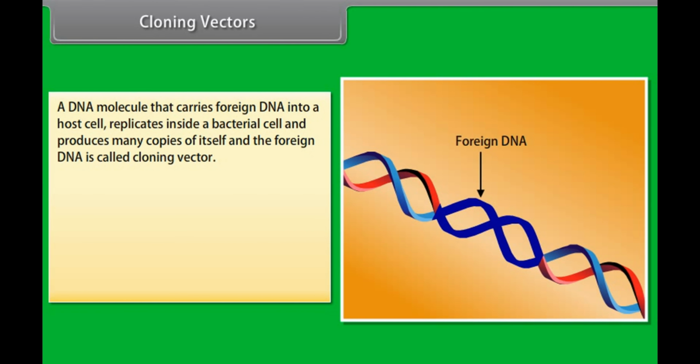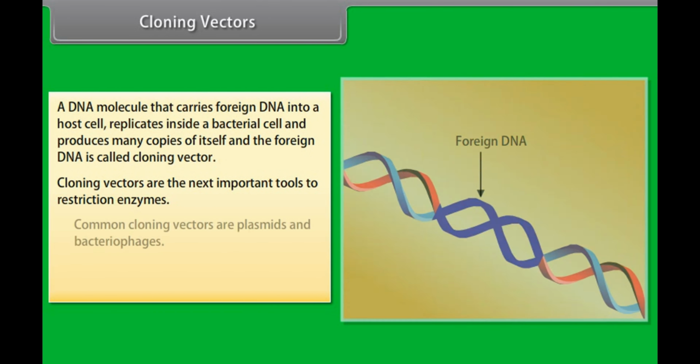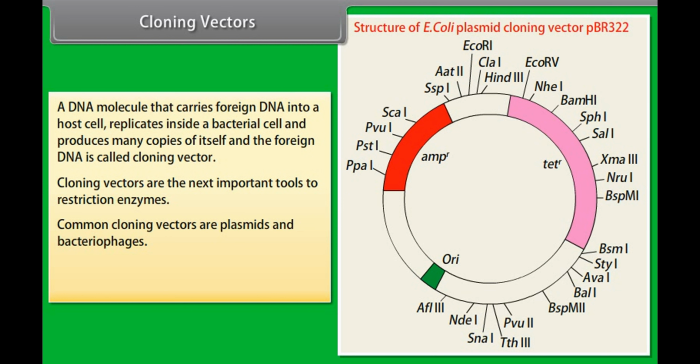Cloning vectors. A DNA molecule that carries foreign DNA into a host cell, replicates inside a bacterial cell and produces many copies of itself and the foreign DNA is called a cloning vector. Cloning vectors are the next important tools after restriction enzymes. Common cloning vectors are plasmids and bacteriophages.